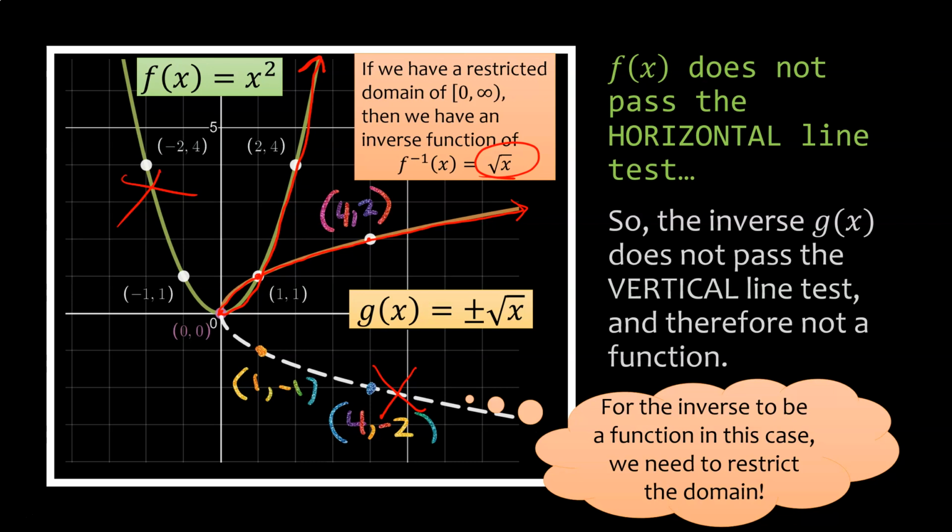All functions have inverses, but sometimes the inverse is not a function. We check that by performing the horizontal line test, because if the function passes the horizontal line test, then the inverse should pass the vertical line test. That's how we check to see if our inverse is a function or not.